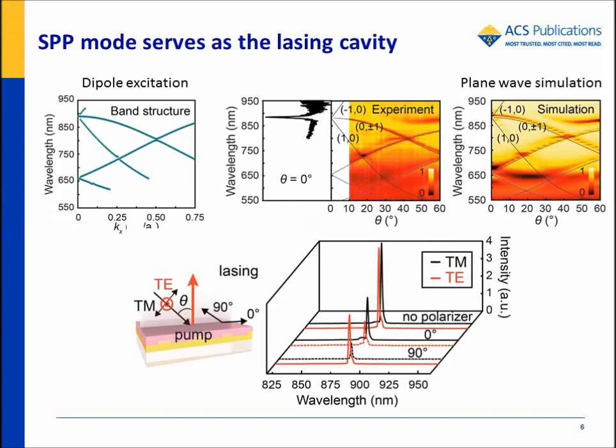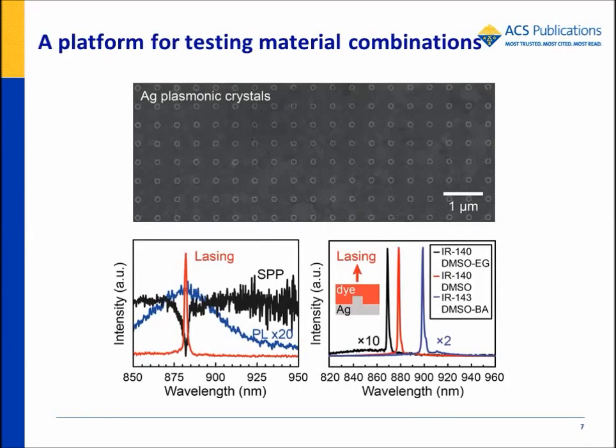Lastly, we showed that the 2D plasmonic crystals serve as a platform to test different material combinations for both the cavity and the gain. We fabricated silver plasmonic crystals and observed lasing emission at its SPP wavelength. We prepared IR140 and IR143 in different solvents, including dimethyl sulfoxide and benzyl alcohol, incorporated these gain materials into silver plasmonic crystals, and demonstrated the tunability of the lasing wavelength.